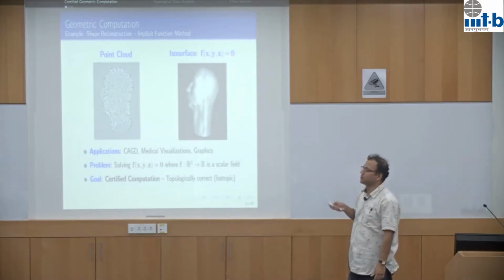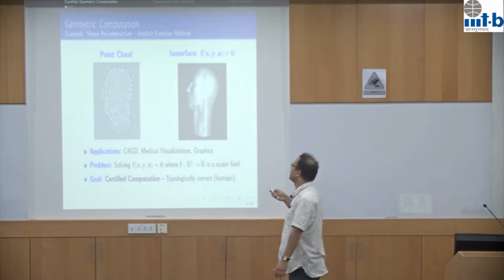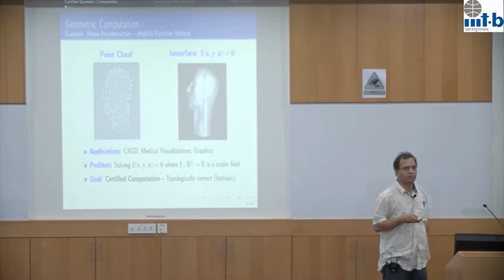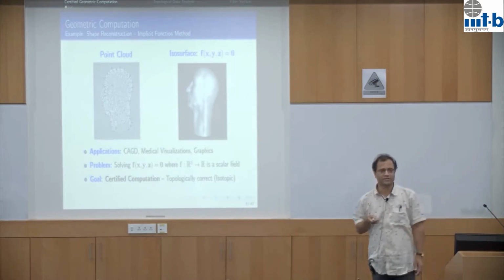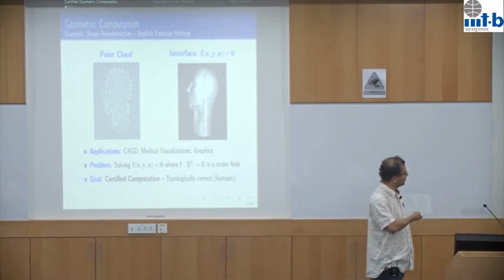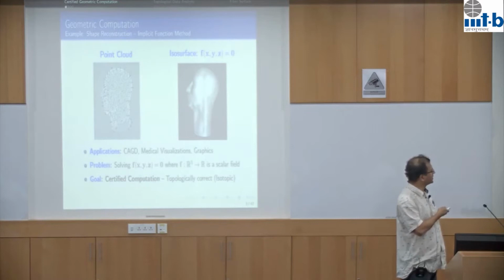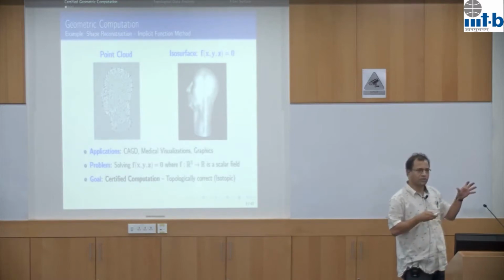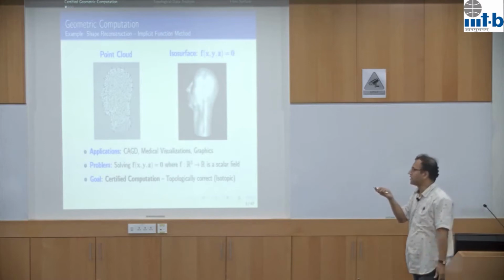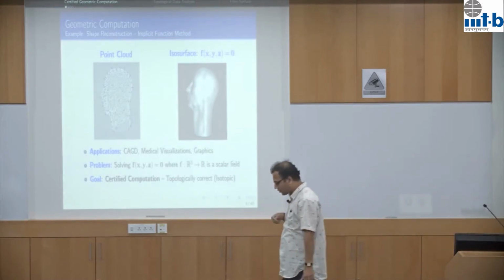Basically you need to solve this kind of equation, right? You need to solve the equation f(x,y,z) = 0. So there we need to find some zeros of a function. The goal we have for solving such an equation is that the output should be topologically correct, or kind of certified. We'll define topologically correct. It should be equivalent to the given point cloud, or the original input that we want to compute.